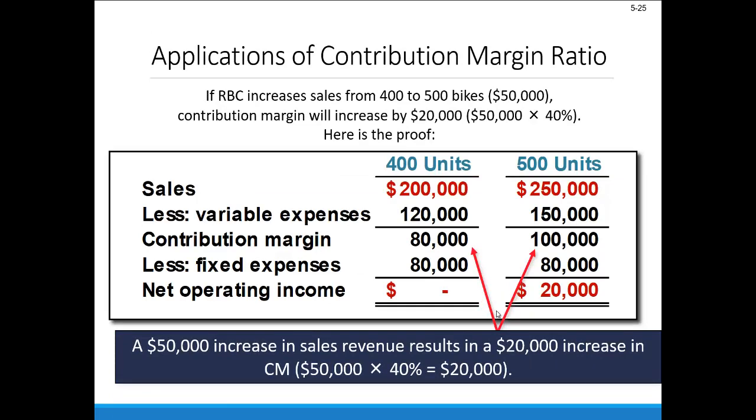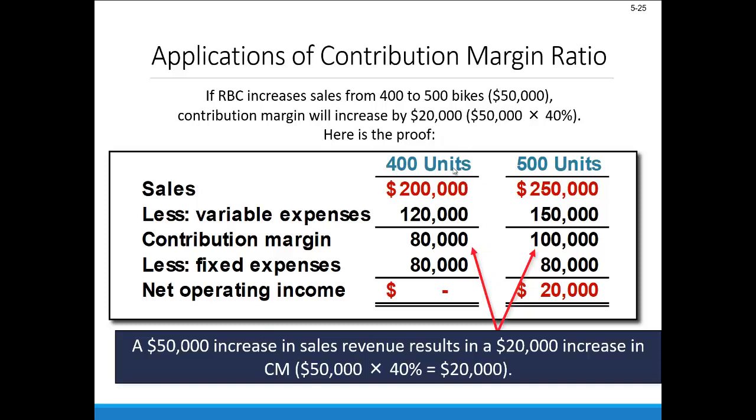Now there's a few different things we can do with this tool of CM ratio, right? So let's look at a quick example here. If RBC increases sales from 400 to 500 bikes, or is expecting an increase in sales from 400 to 500 bikes, we can know pretty quickly what effect that's going to have on potential profitability because of our use of that CM ratio. Or at least that's one application. In other words, this increase in sales of 100 bikes generates $50,000 in additional sales dollars. CM would then increase by 40% of that. 50,000 times 40% is 20,000, and there's my increase in profit. And then I just proved it out here.